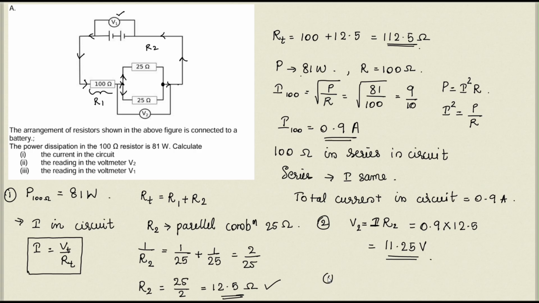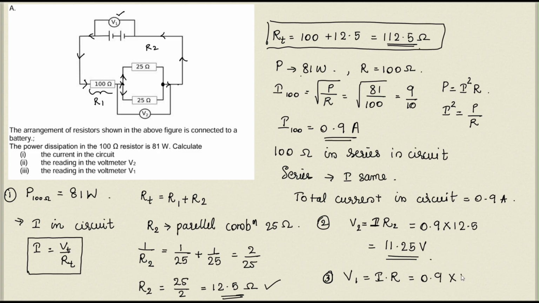Once you get the potential difference across V2, can't you find the potential difference across V1 also? Yes. How? V1 is basically the total potential difference supplied to the circuit. It is connected across the battery, right? So that will be equal to the total current passing through the circuit into the total resistance of the circuit. The total current, we already found, is 0.9 into the total resistance, which we already found, 112.5. Substitute that value, 0.9 into 112.5, and that is equal to 101.25 volts. So this is the voltage in the voltmeter V1.